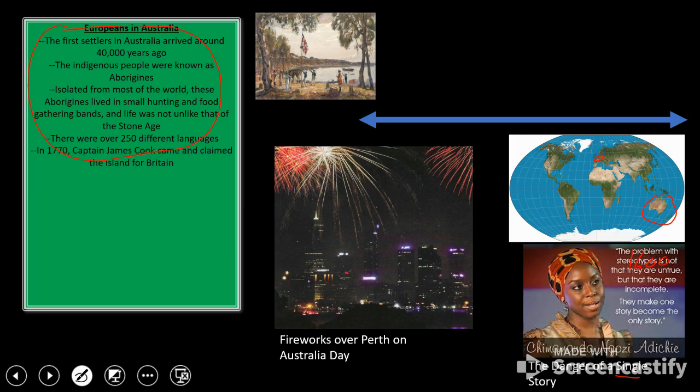Our textbook states that in 1770, Captain James Cook of the British came and claimed Australia, the world's largest island, for Great Britain. But don't let the story just start there when we've got 40,000 years of Aborigines living in Australia. It's true, we don't have access to much of their histories, but let's not forget it. Those small hunting and food gathering bands had families, and there were stories, and there was sorrow, and there was triumph. There was everything. There was laughter. There was so much, and we can't just have it start here.